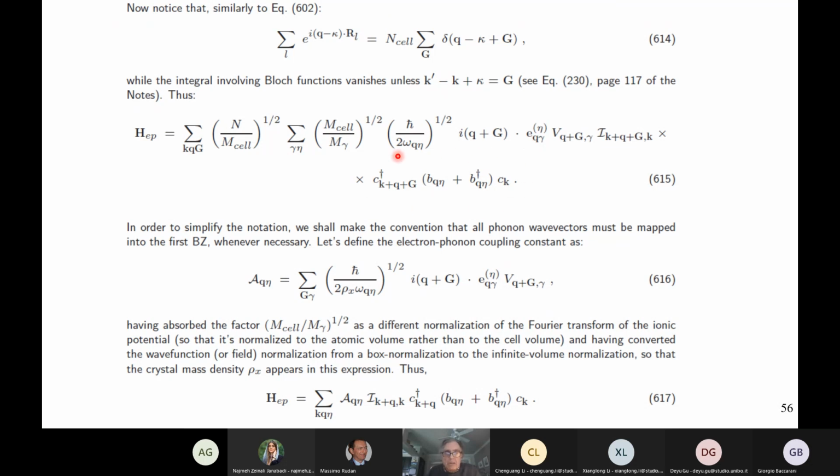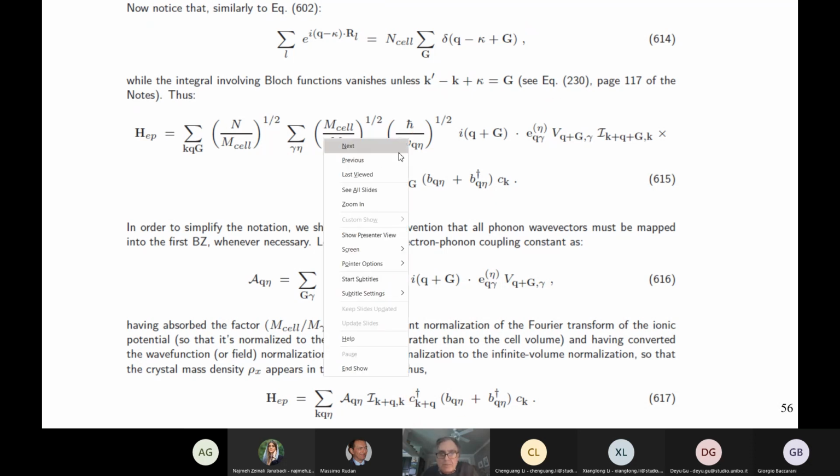And then this important term. We can lump and define this entire object as script A_Q, which is the coupling constant between the electron and the phonon with momentum Q and branch eta. So my electron-phonon Hamiltonian now can be written this way. Notice, if I may use a sketch.